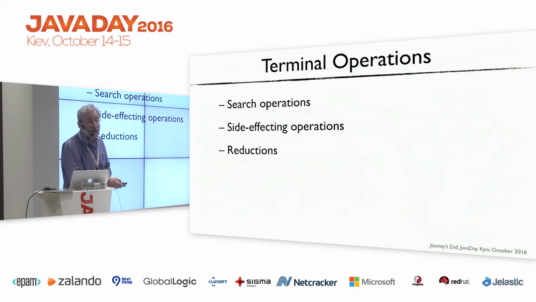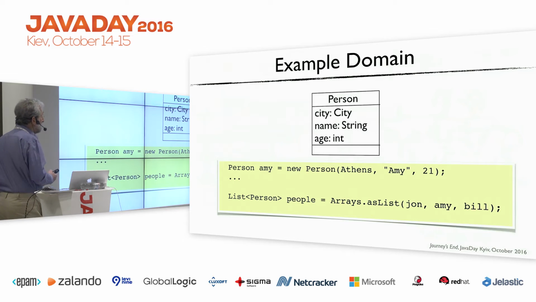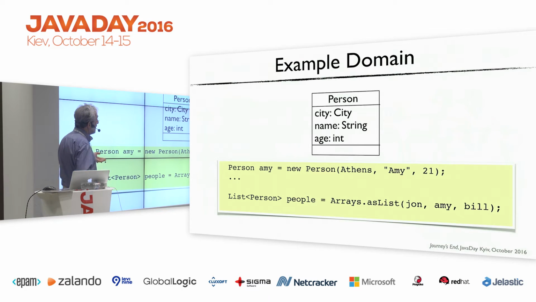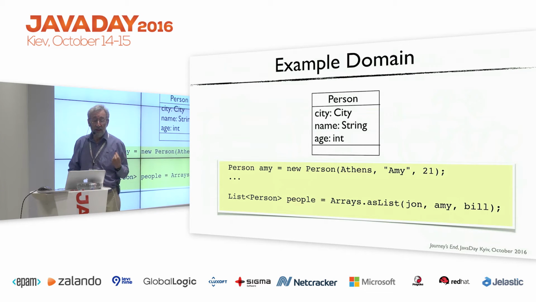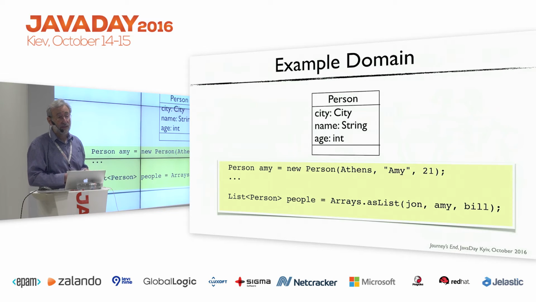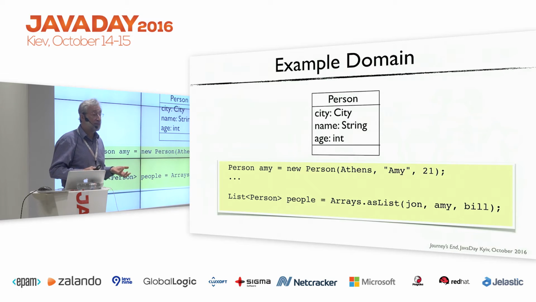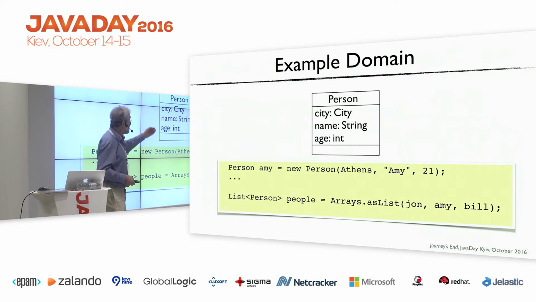So I've got a tiny example domain for this talk, which is just a person class. A person has three properties: a city, which is an enum, a name, which is a string, and an age, which is an int. I've done this so that we've got reference components to a person, and also a primitive one as well.